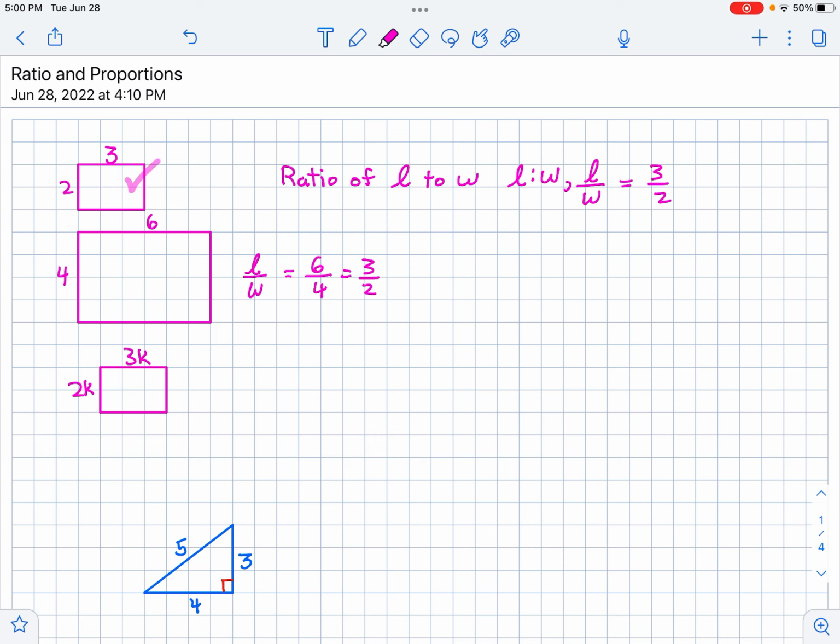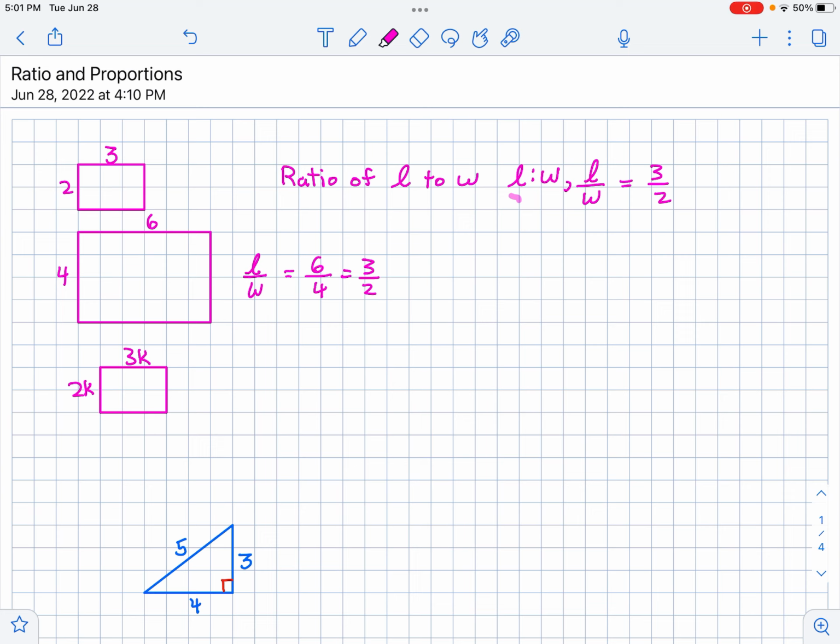I've got a rectangle that is 2 units wide and 3 units long. Now, one of the things we could say about that is the ratio of length to width, written this way. And that just means L over W. This is the little notation we use for ratio, 3 over 2. So the ratio of length to width is 3 over 2. Now, that's a ratio.